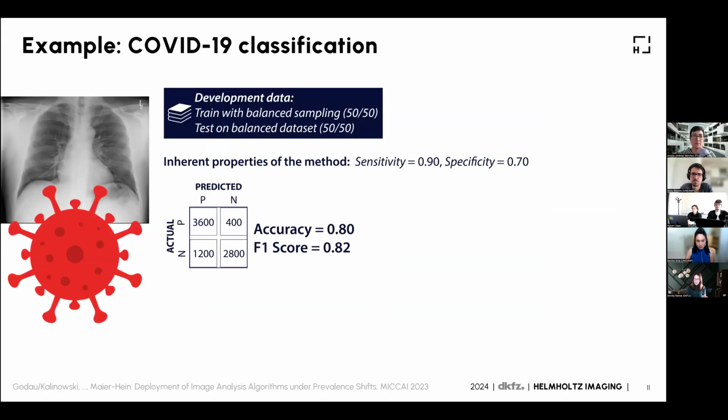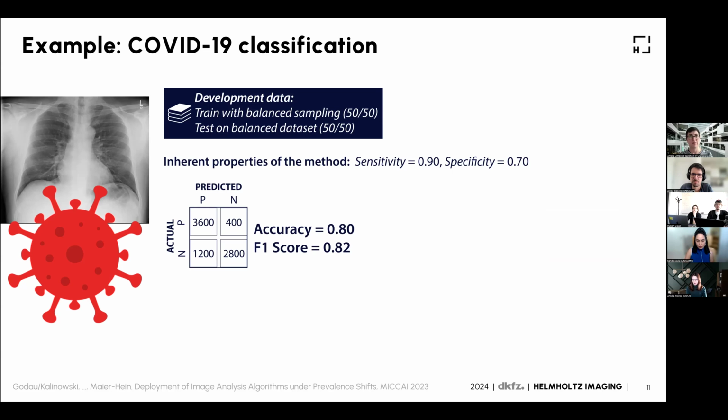And if we look at a more specific example, very common in the past 2 years, COVID classification, assume we're really having the situation that I just described. We're training on a balanced sampling setting, and we want our algorithm to achieve specific inherent properties, so specific sensitivity and specificity. And this could look like you see on the bottom here: we can have the confusion matrix displayed and an accuracy and F1 score of about 80%.